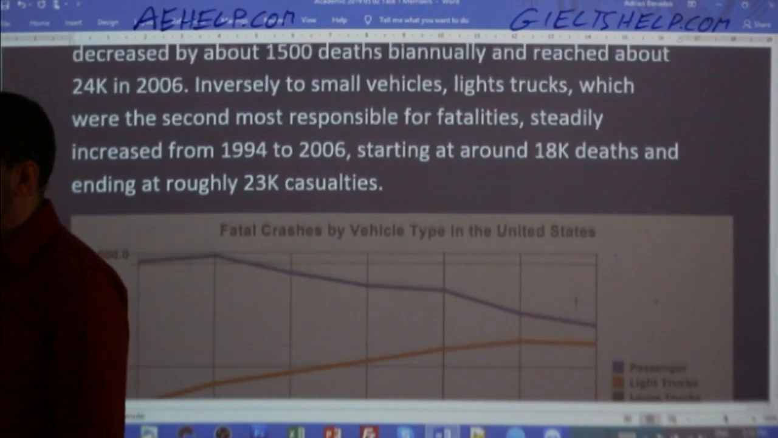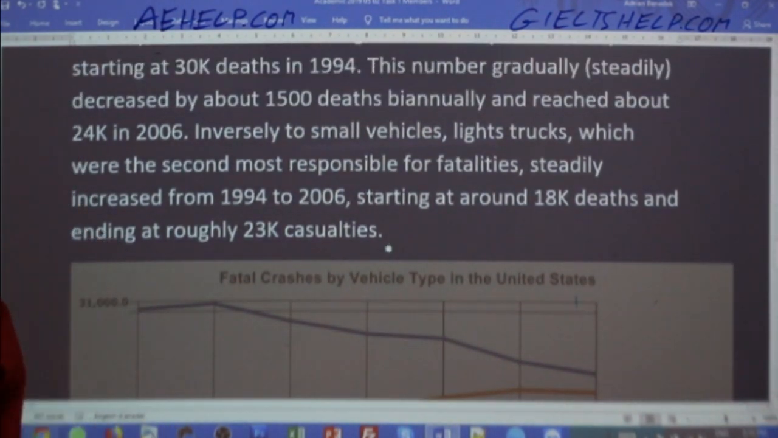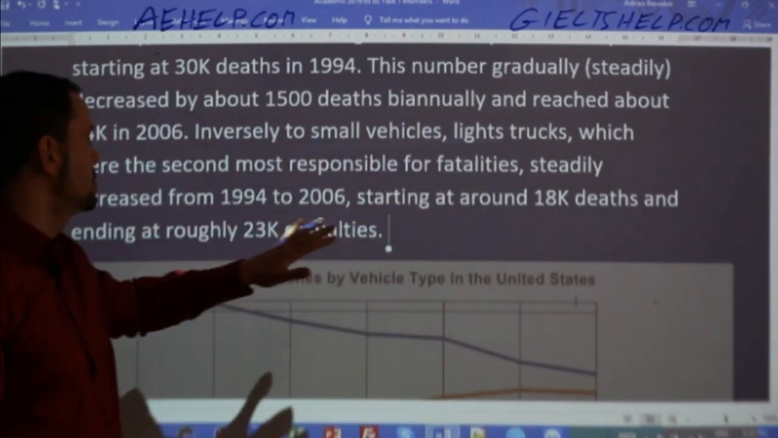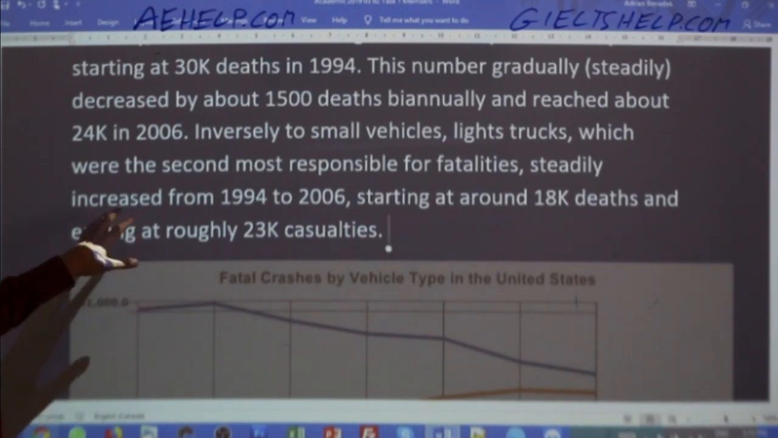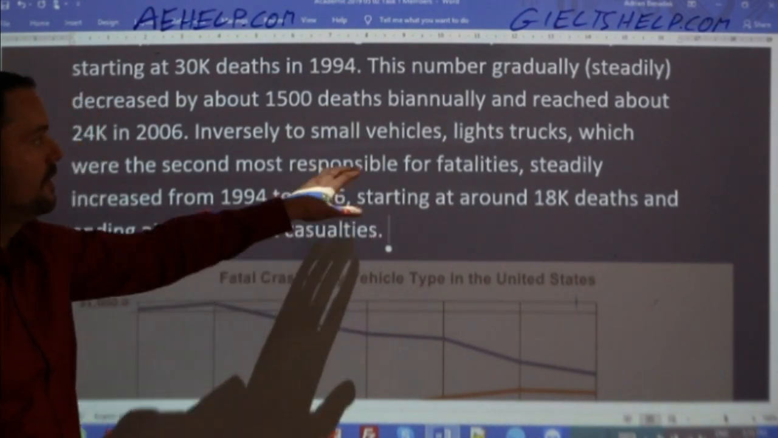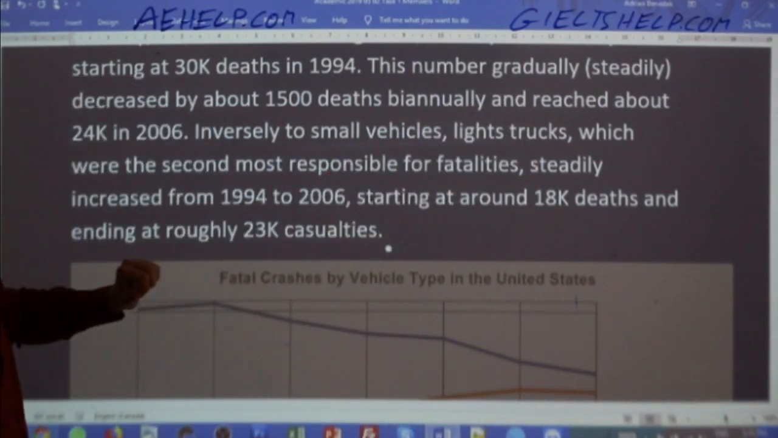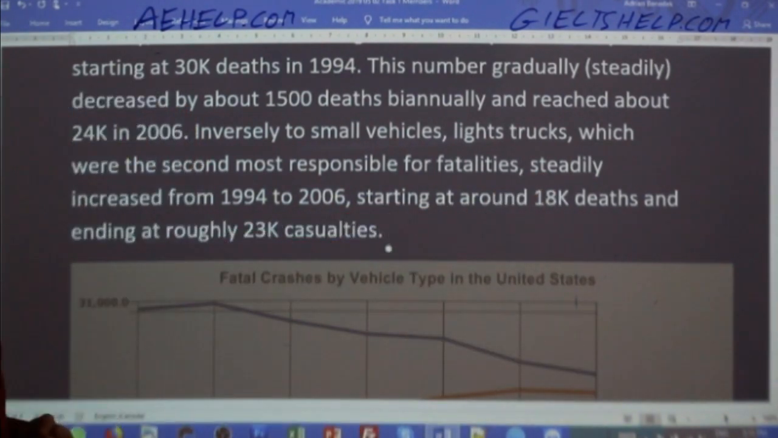All right. So there's my sentence, waiting for yours. Don't let me influence you too much. Again, there's lots of different ways to express this. So inversely to small vehicles, light trucks, which were the second most responsible for fatalities, steadily increased from 1994 to 2006. So if I use the word gradually there, then I will definitely use the word steadily there. Okay, again, just so I'm paraphrasing.